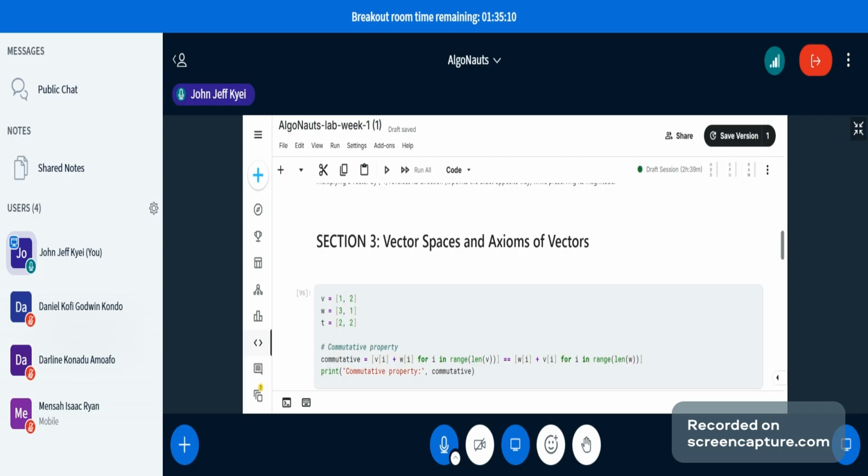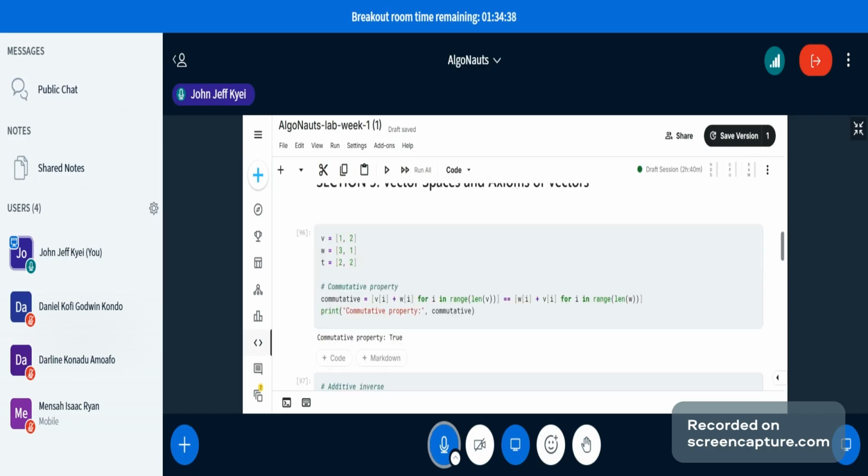So the main properties, I think there are about 10 axioms that must hold true. The main ones, I think, are the commutative property, the associative property, the distributive property, scalar multiplication, scalar sum, and the existence of the additive inverse and all of that. So let's start with the commutative property.